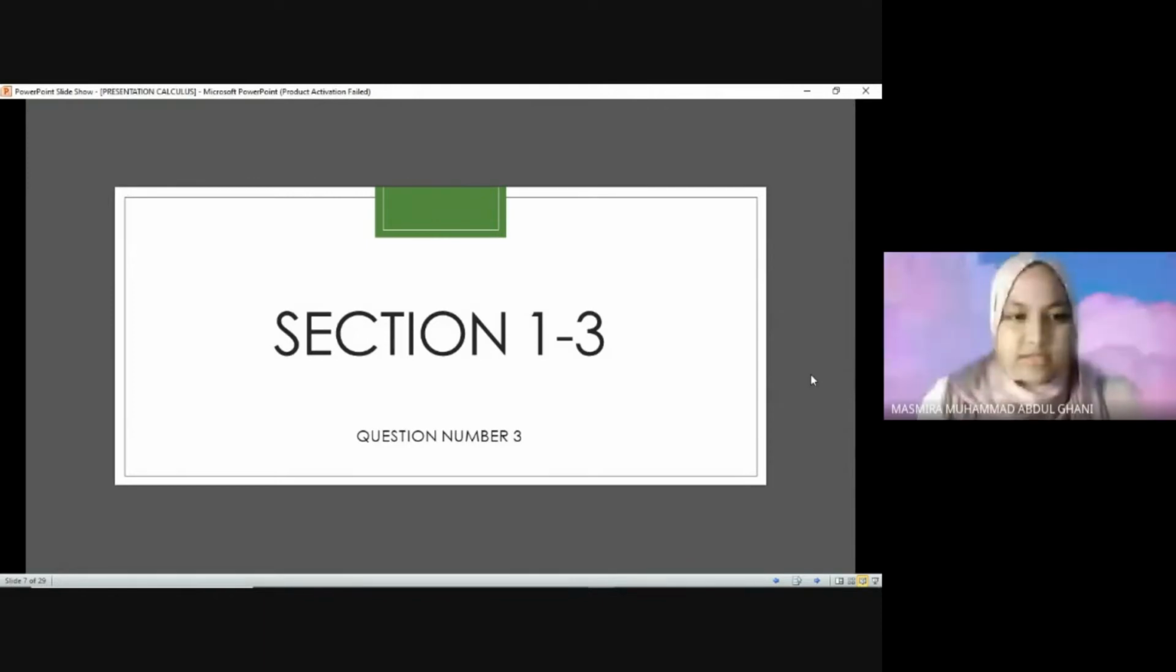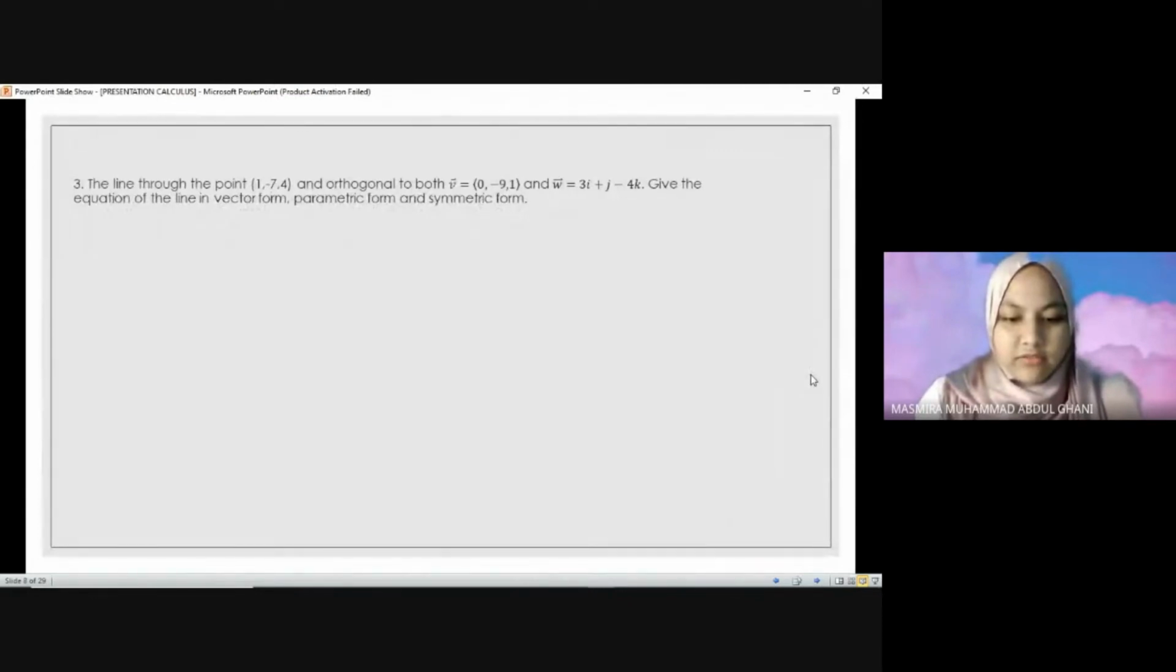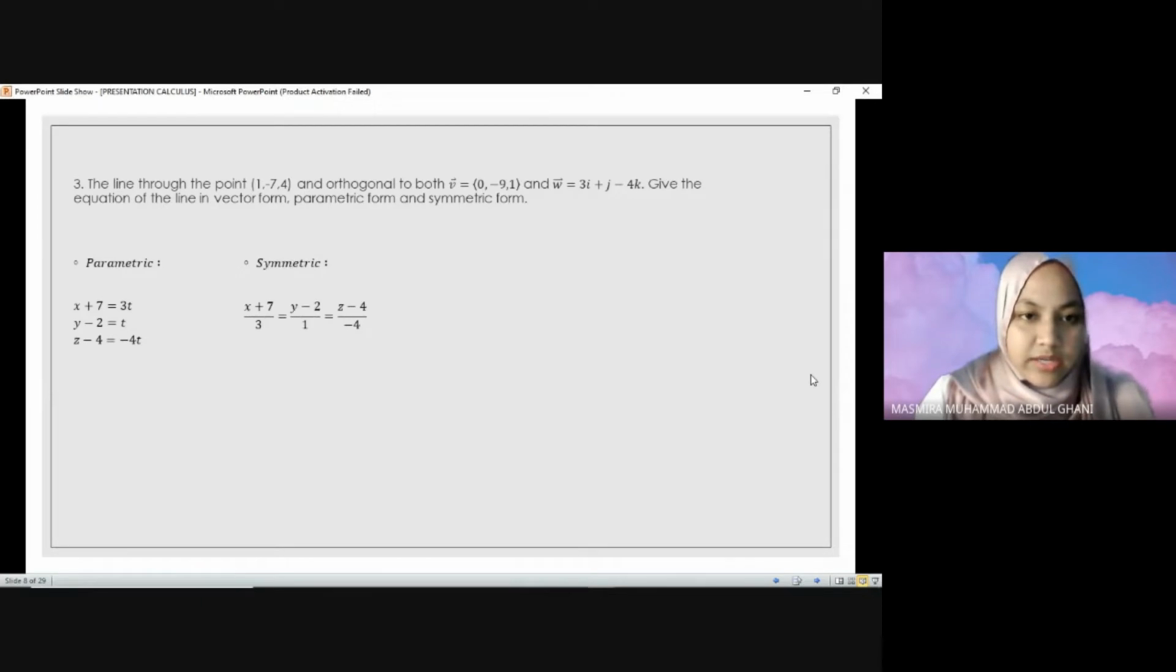Next is section 1.3, question number 3. Give the equation of the line in vector form, parametric form, and symmetric form for the line through the point (-7, 2, 4) and orthogonal to both v equal to (0, -9, 1) and w equal to 3i plus j minus 4k. Okay, first we assume that vector v, which is (0, -9, 1), is perpendicular to the line in the yz plane because the x component is 0.